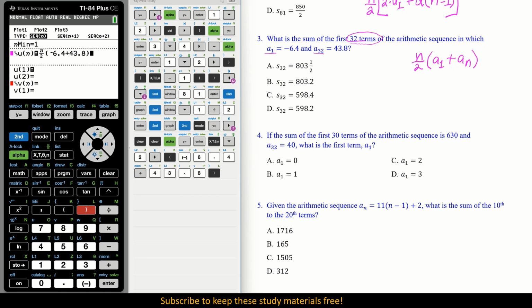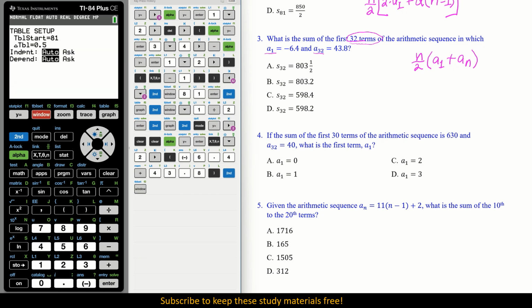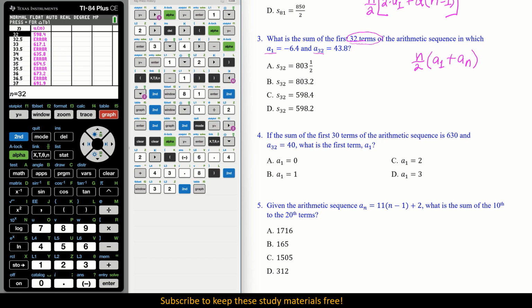Okay. So let's set our window to second window and 32. Okay. And it says okay, let's see what happens. Alpha graph. There you go. It is number C. Now, there are other ways to solve this, but since we're in sequence mode and we have this nice way to enter this, I think that was probably the best and fastest way, considering what we have.